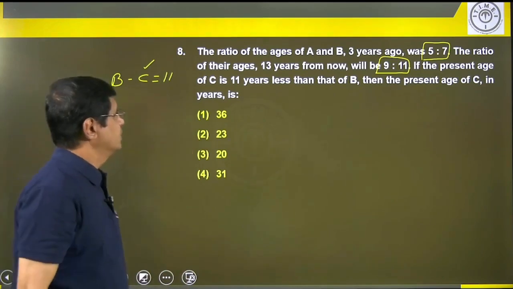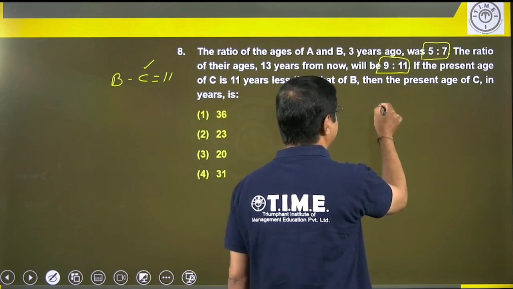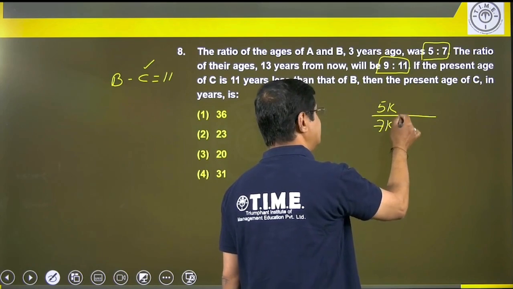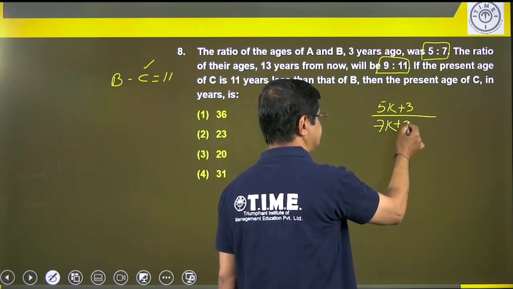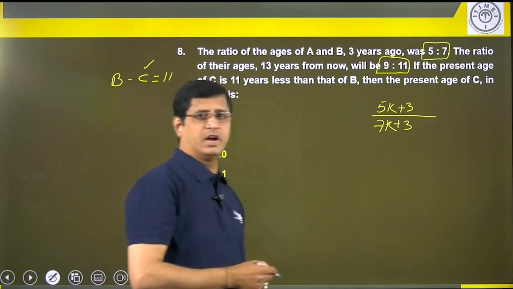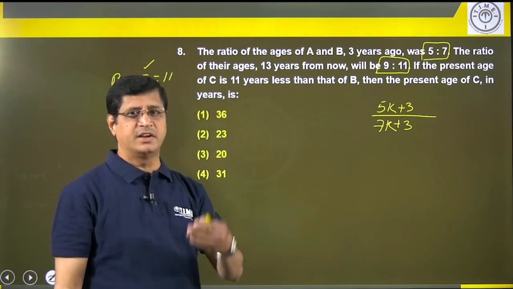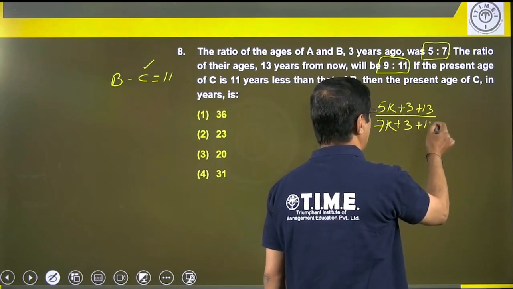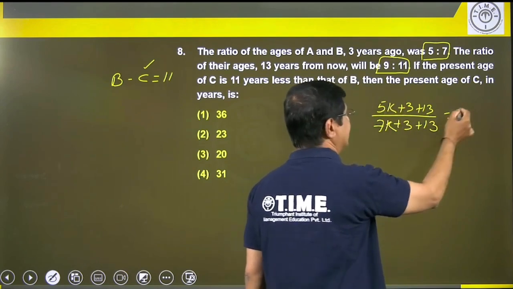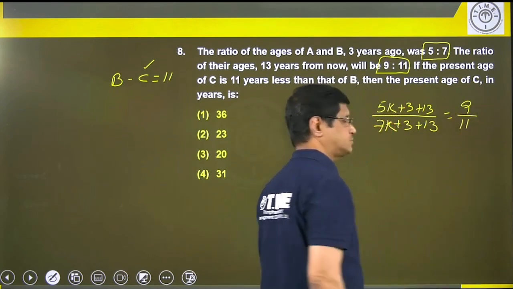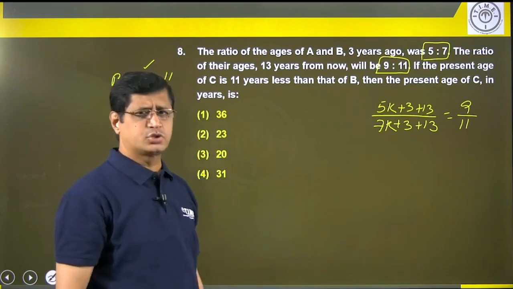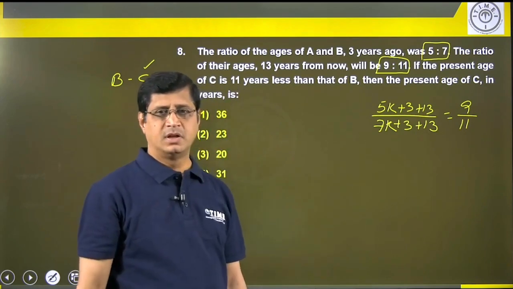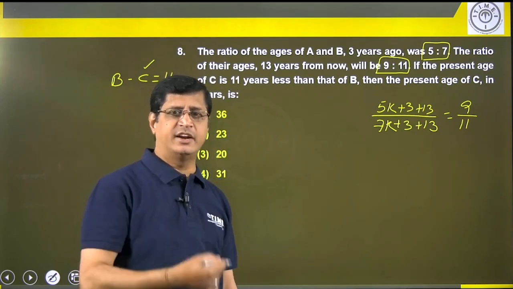Now what is the first condition here? 5k and 7k are the ages 3 years ago. Present age means just add 3 years. By adding 3, we get present ages. But after 13 years means add 13 on either side and equate it to the ratio 9:11. Dear students, if you observe carefully, the same value is added on either side. 13 plus 3, 16. 16 is added on both the sides.